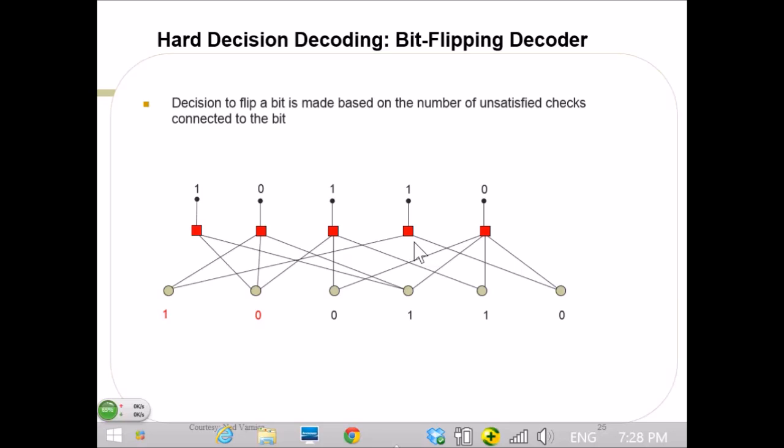Again, this is a very crude decoding. This is not what we use in practice. We use more sophisticated decoding algorithms, but this is how you can do it if you are using bit flip decoding or hard decision decoding.